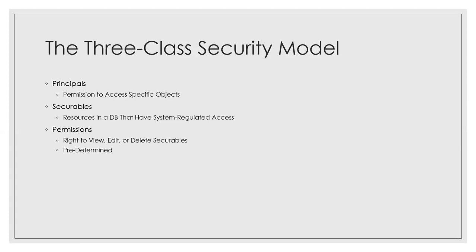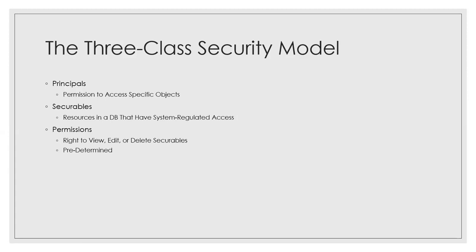Okay, so going on to the security model, there's a 3-class security model. In this model, there are 3 different classes: principals, securables, and permissions. Principals simply allow you to have permission to access specific objects or specific areas of the database. Securables are simply resources in the database that have system regulated access. So these are things that are already automatically in the system that have been generated for you to have access to.